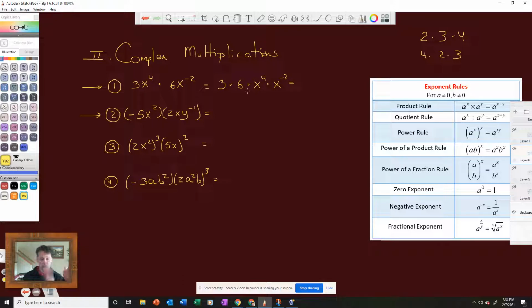You can put the 3 and the 6 together and the x terms together also if you'd like. So that kind of makes it easier to look at it. So 3 times 6, you guys know that's 18. And now you have x to the fourth times x to the negative 2. What do I do with that?